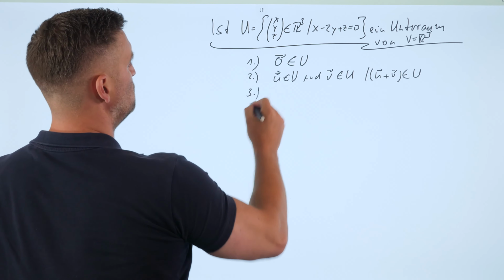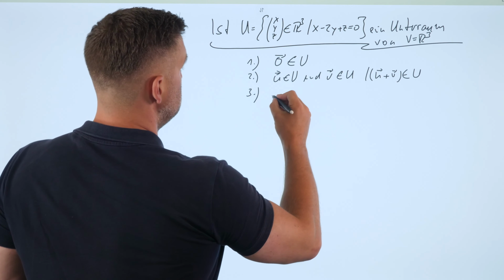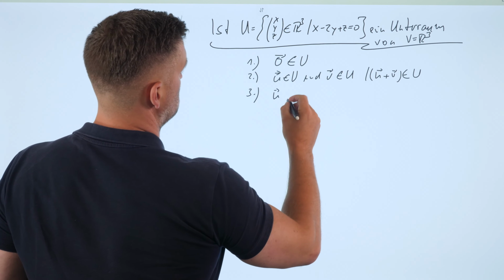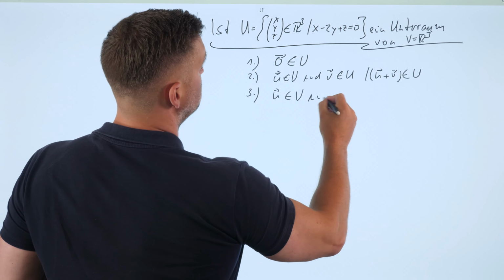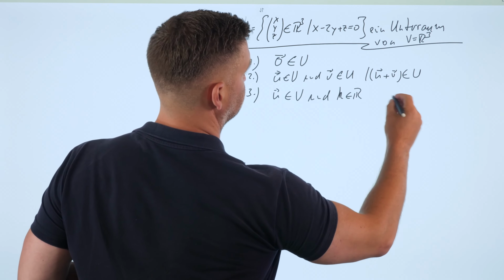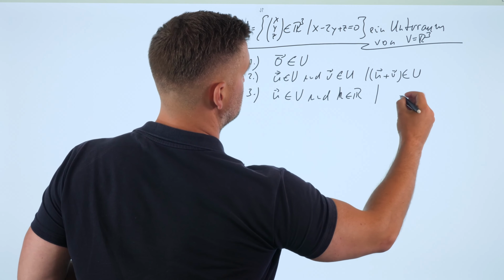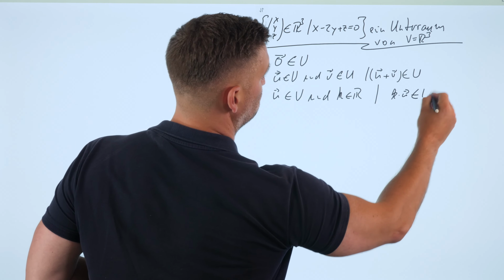And third, the closure under scalar multiplication. If u is a vector element of U and k is an element of R, then necessarily k times u must also be a vector element of U.